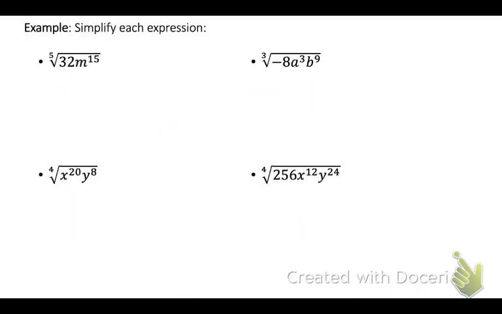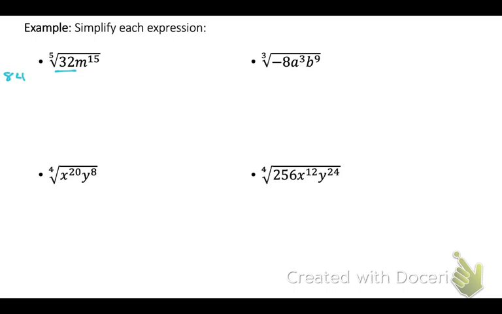Okay, simplify each of the expressions. So now we're going to go from a radical into exponential form to make it easier for us. Okay, so I have the 5th root of 32 m to the 15th. So 32, what are you going to break it down to? 4 and 8? No, 4 and 8 is fine.